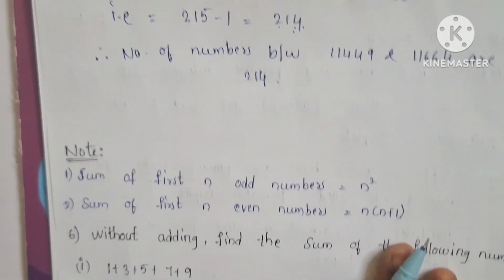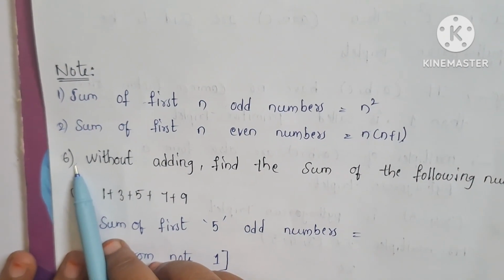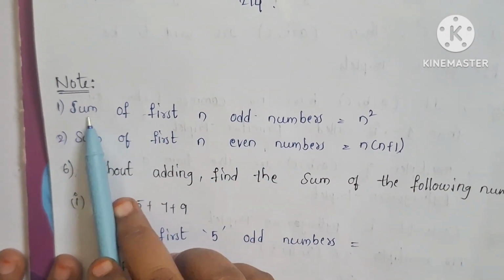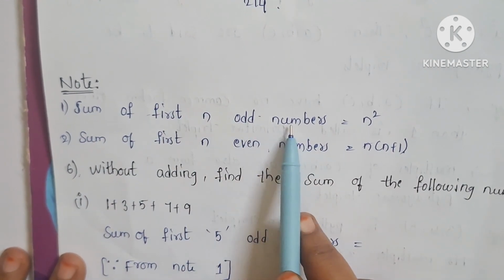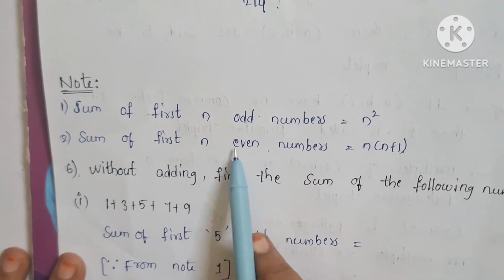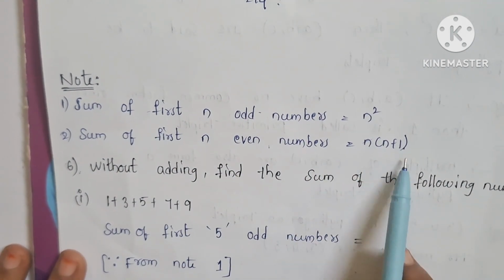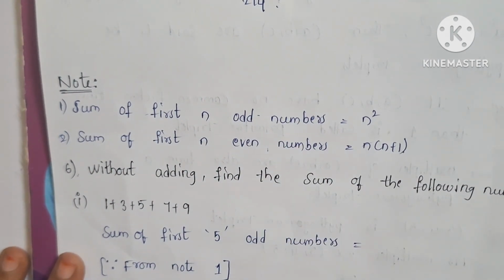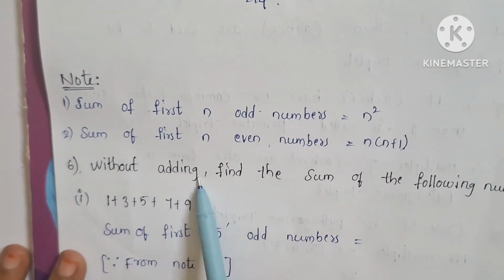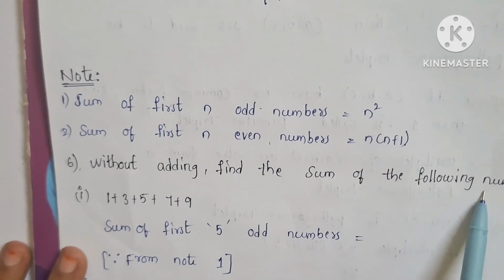Okay, next, sixth question. Before going to the sixth question, let us see two formulas. Sum of first n odd numbers is n square. Sum of first n even numbers is n into n plus 1. With the help of these two formulas, we are going to solve the sixth bit. What is the sixth bit? Without adding, find the sum of the following numbers.